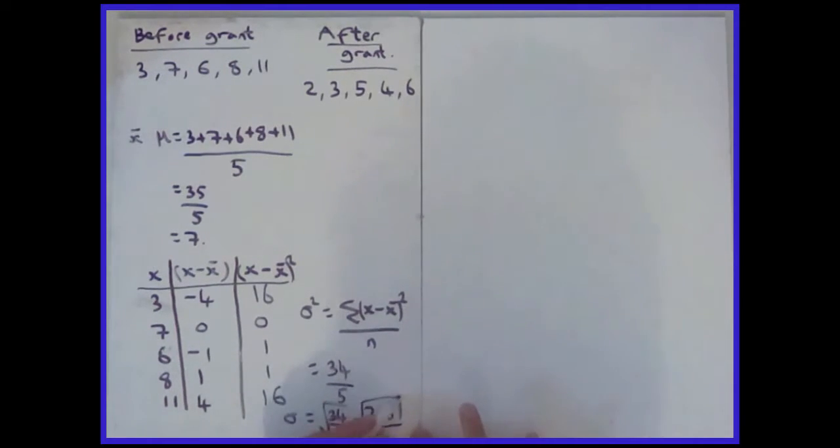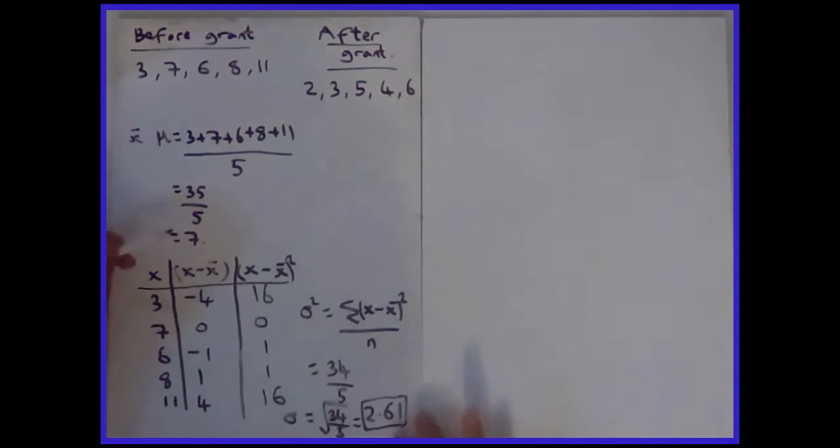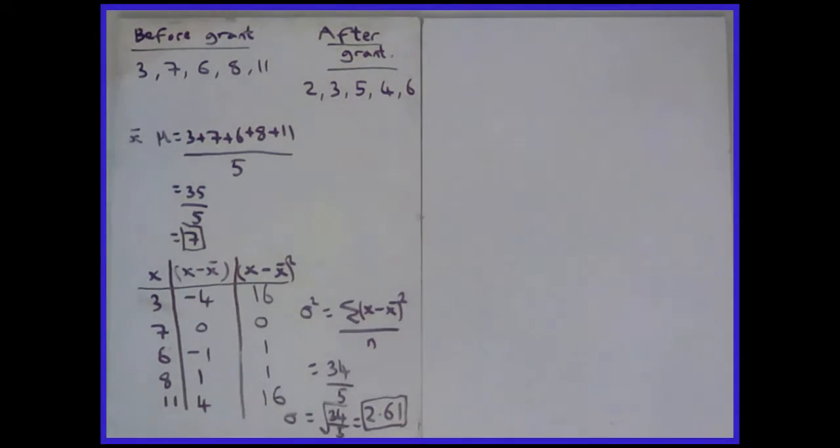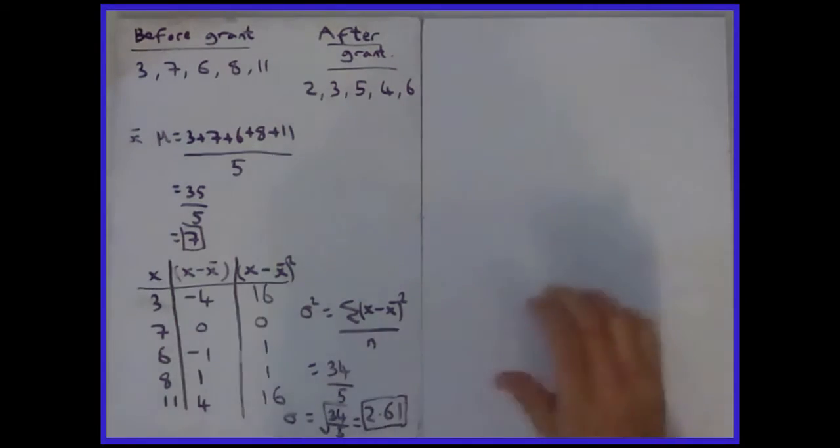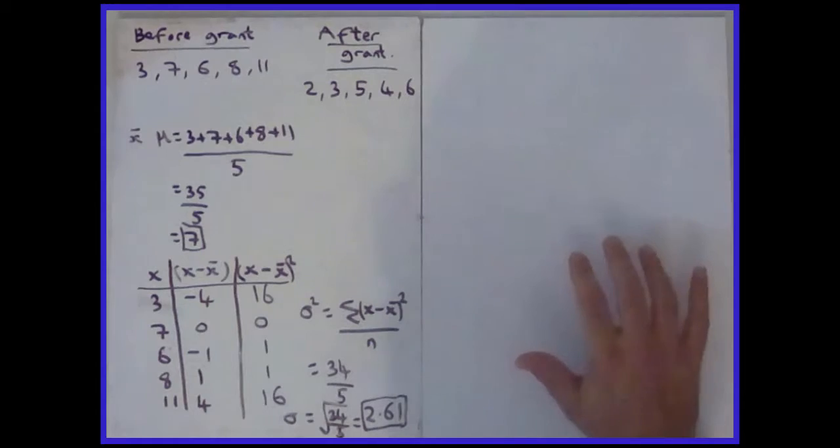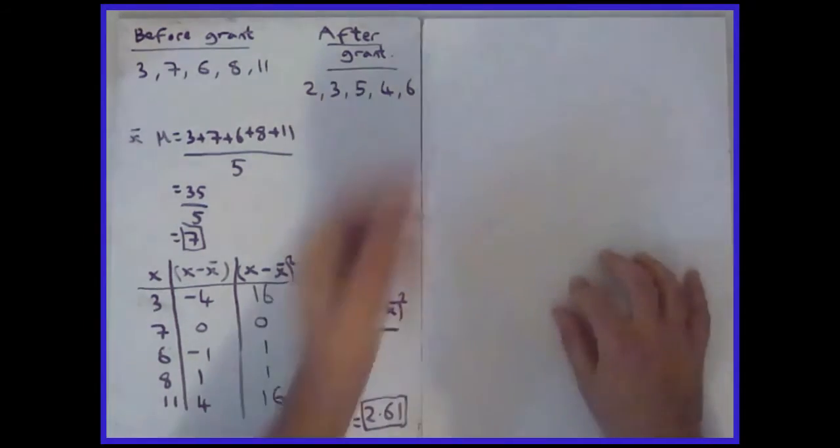And if you think about units, by the way, it's exactly the same units as the mean. It's customers, or dissatisfied customers. So there's a mean of 7 dissatisfied customers and a standard deviation of 2.61 dissatisfied customers. So after the grant, we're going to do this using the mean of the squares minus the square of the mean approach, but we're still going to need the mean.